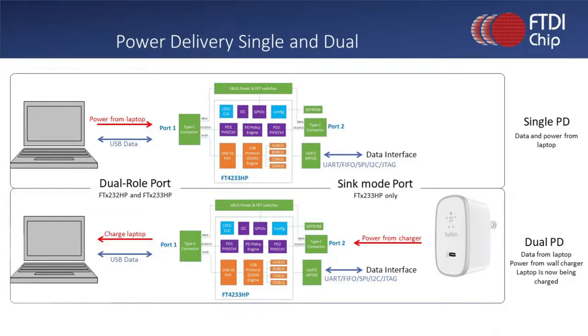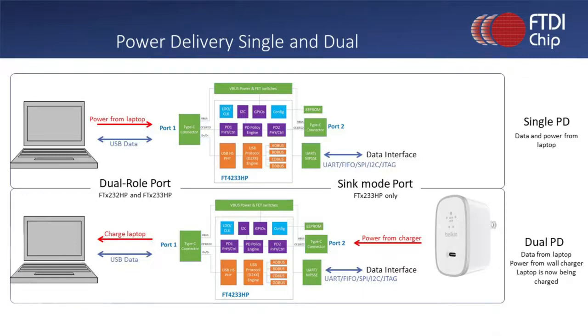Port 2 is available on the dual PD devices. This is a power sink and can be connected to a power source, which can then power the application board as well as charging the host laptop on port 1. The controller supports voltages including 5, 9, 12, 15 and 20 volts, and so using power delivery offers a real alternative to using device-specific external power adapters.